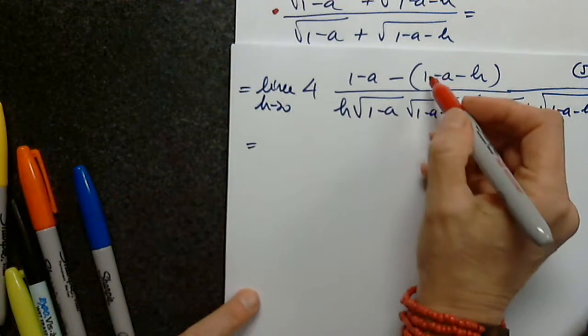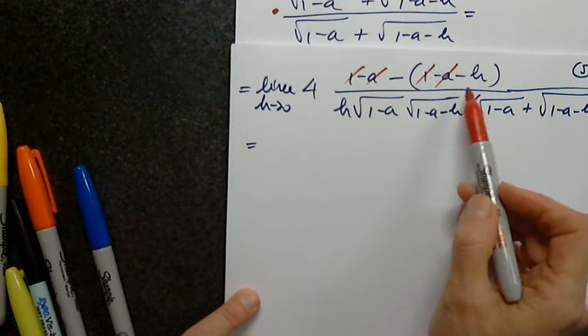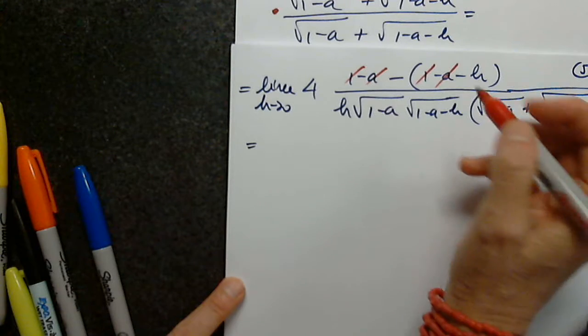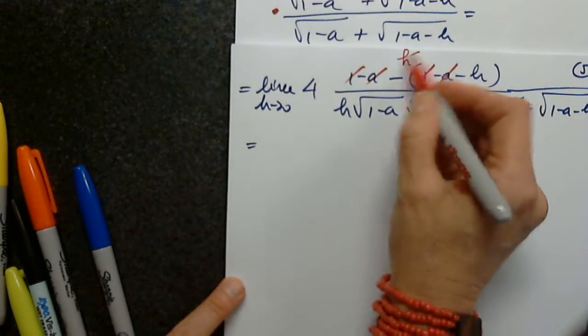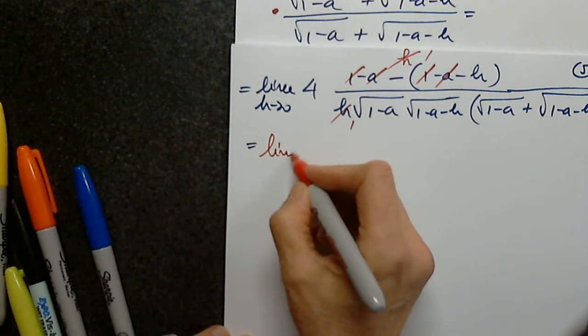Okay, so 1 minus a, the 2 will go away. The negative a plus the a will go away. And the negative h, negative h will be h. So the numerator is h, and I'll simplify. I normally don't like to do that, but since I have so much to write. Okay, so now let's write it just the last step.